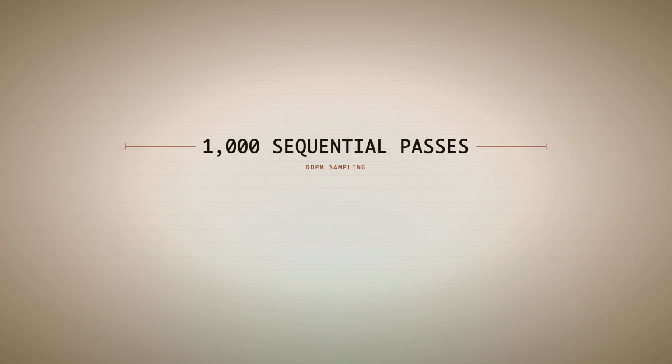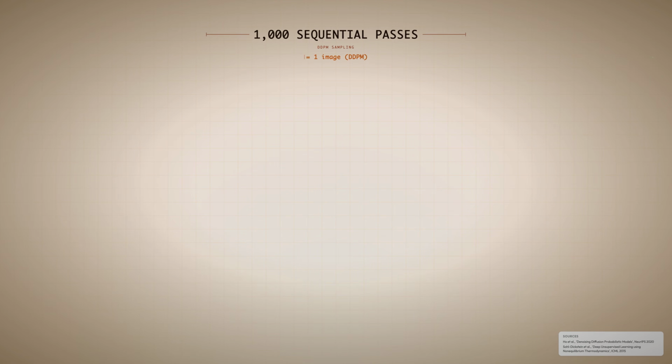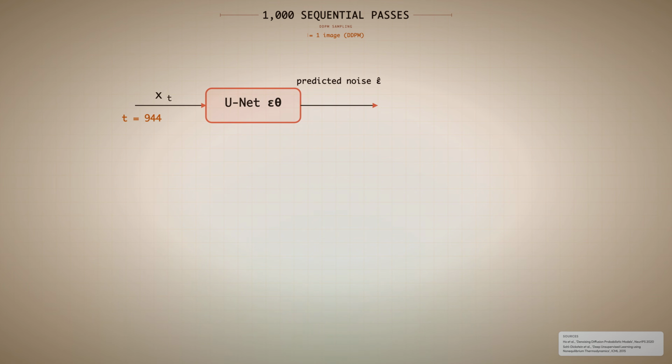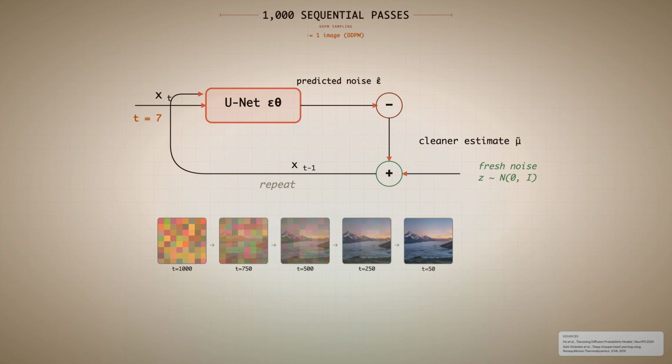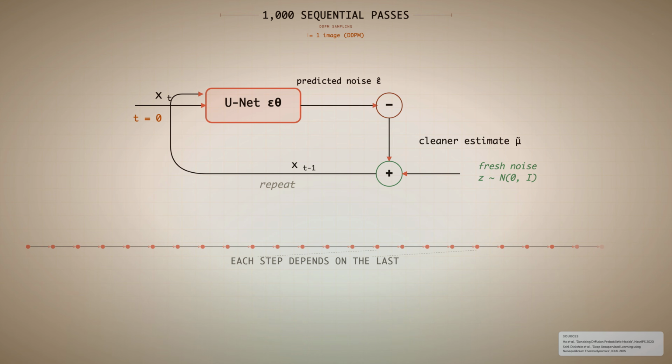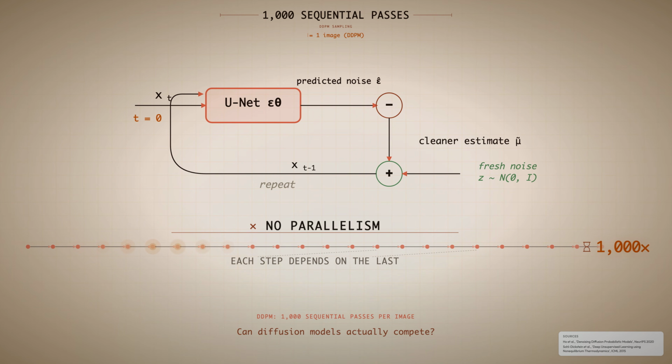1,000 sequential neural network passes, that's the price of a single image with DDPM. Start from pure noise. At each step, the U-Net predicts the noise component. You subtract the scaled prediction to get a slightly cleaner image, then inject fresh randomness. Step by step, structure emerges from static. But each step depends on the last. No parallelism, no shortcuts. 1,000 times through the full network.